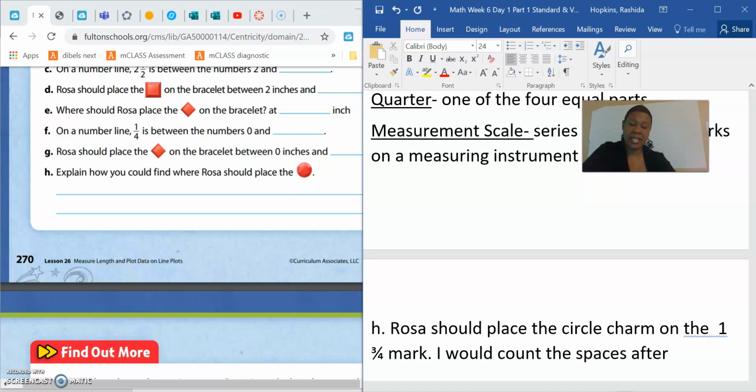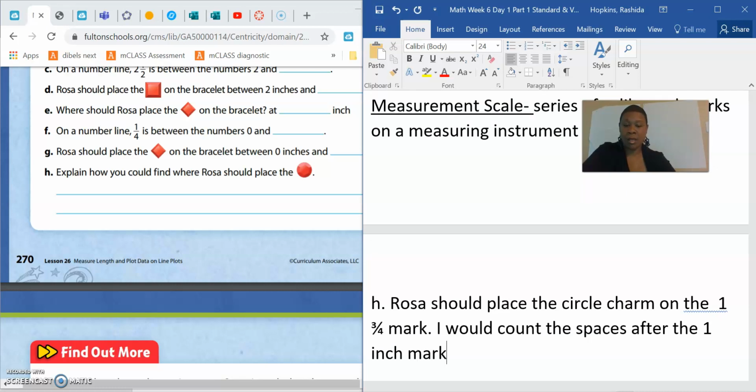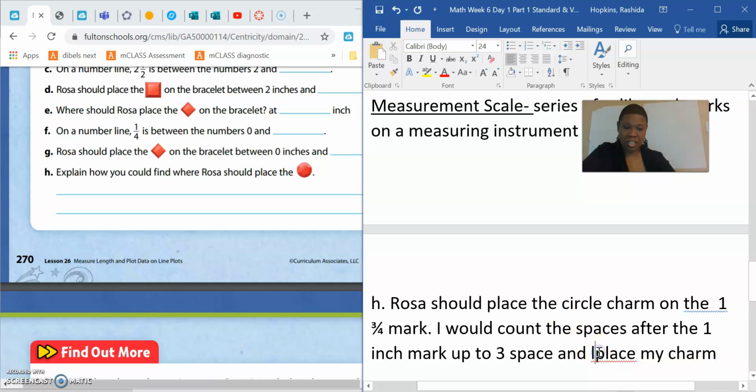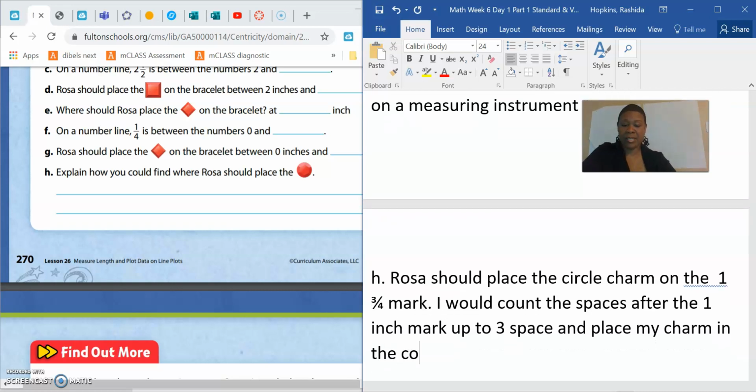After, count the spaces after the 1 inch mark, up to 3 spaces, and place my charm in the correct place. That would be an acceptable answer. Okay.